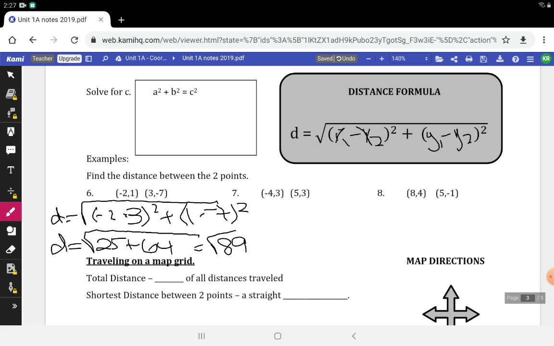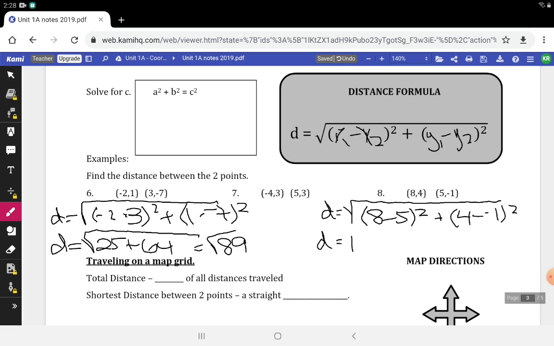For number 8, we do exactly the same thing. We'll write d equals, to be sure that we're good with our notation, the square root of 8 minus 5 squared plus 4 minus a negative 1 squared. 8 minus 5 is 3. 3 squared is 9. 4 minus negative 1 is 5. 5 squared is 25. 9 plus 25 is just the square root of 34.